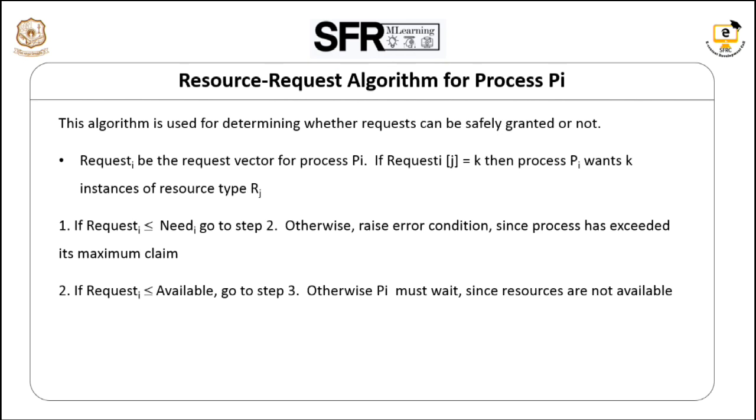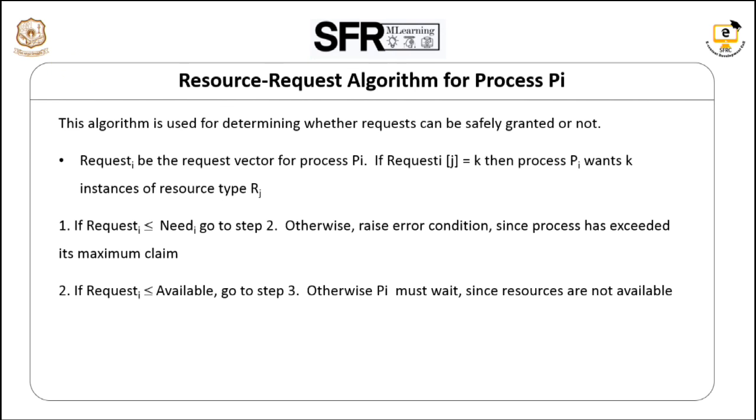A resource request algorithm for process Pi. When a request for resources is made by the process Pi, the following actions are taken. If request i is less than or equal to need i, go to step 2, otherwise raise an error condition, since the process has exceeded its maximum claim.